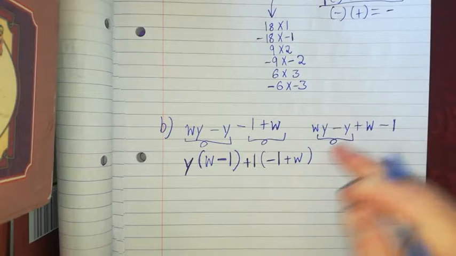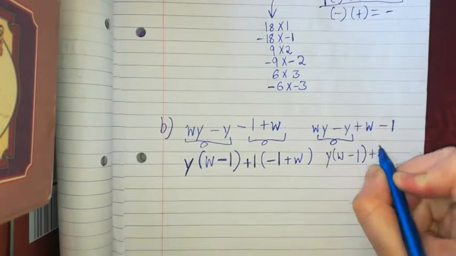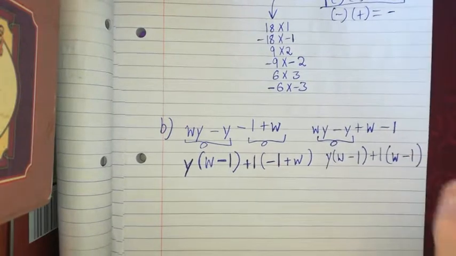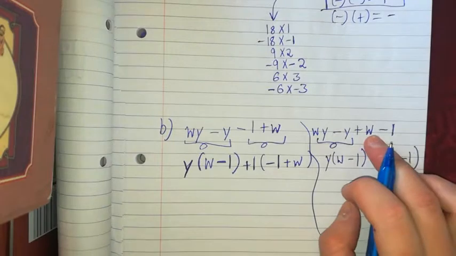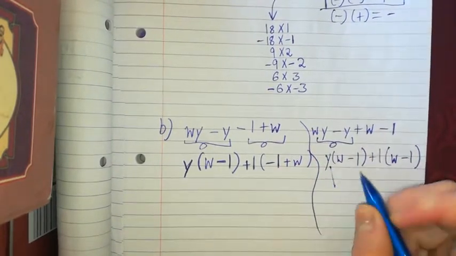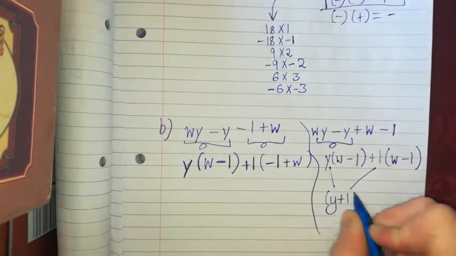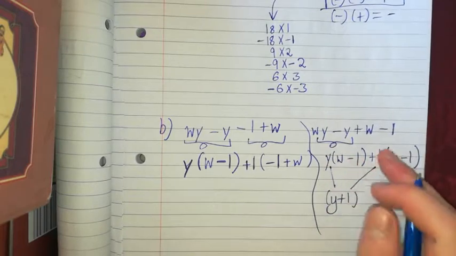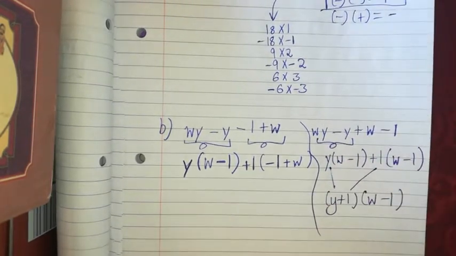Then it's just going to be y times w minus 1, plus 1 times w minus 1. This is just me putting the w in a different place so the brackets look exactly the same. Then the ones in front of the two brackets go together in a bracket, so y plus 1, and only when my brackets are matching do I know I've done it right. They go together in another bracket by itself, w minus 1.